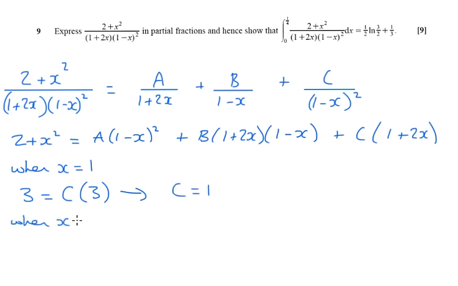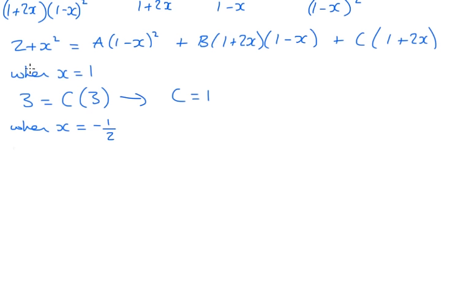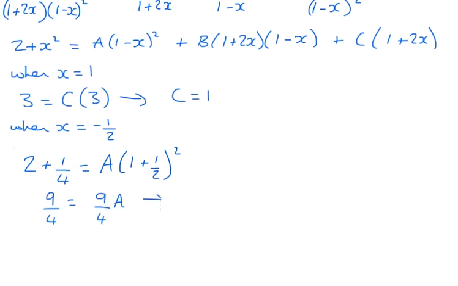The next substitution I'm going to use is when x equals negative a half, which is a bit annoying to have to use fractions, but it's the easiest one to choose because both of these terms will cancel and it will allow me to work out A. So on the left we're going to have 2 plus a quarter equals A bracket 1 plus a half squared. 2 plus a quarter is 9 quarters, equals 3 over 2 all squared, and 3 over 2 squared is 9 over 4 as well. So that tells us that A is 1.